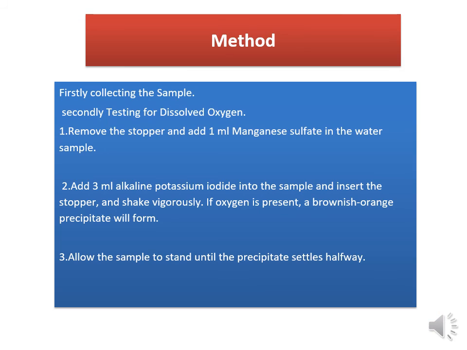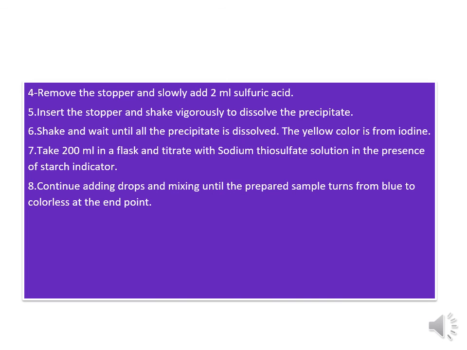But I tell you once again that first we collect the sample, and secondly we test for dissolved oxygen. Firstly, we remove the stopper and add 1 ml of magnesium sulfate to the water sample. Then add 3 ml of alkaline potassium iodide to the sample, insert the stopper and shake vigorously. If oxygen is present, a brownish orange precipitate will form. Allow the sample to stand until the precipitate settles halfway. Now remove the stopper and slowly add 2 ml of sulfuric acid. Insert the stopper and shake vigorously to dissolve the precipitate. Shake and wait until all the precipitate is dissolved and the yellow color is formed.